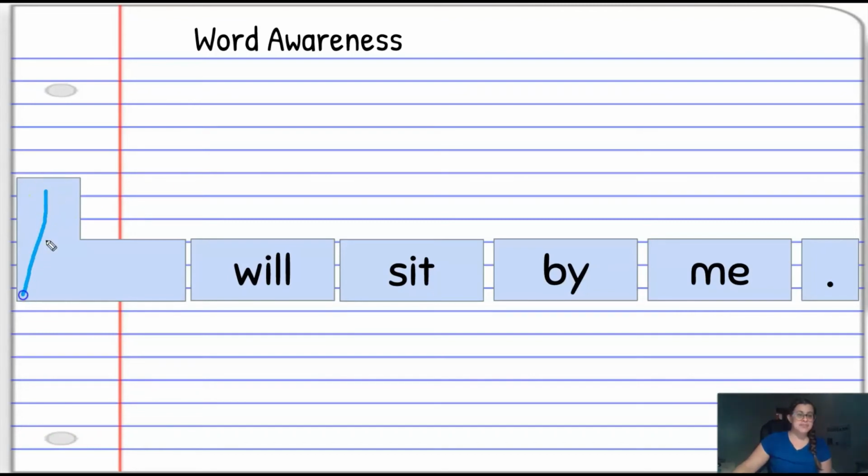All right. So I'm going to start with an uppercase A because I am going to write the name Anne. Now my sentence is complete. I know it's complete. It has a word at the beginning with an uppercase, and it has a period at the end. That tells me to stop. Anne will sit by me.